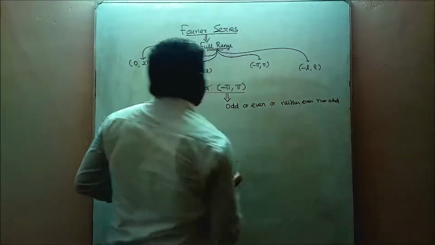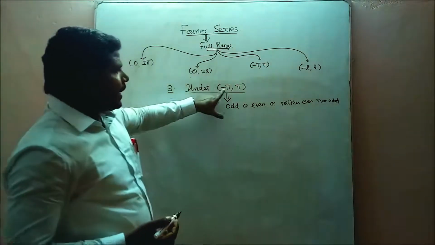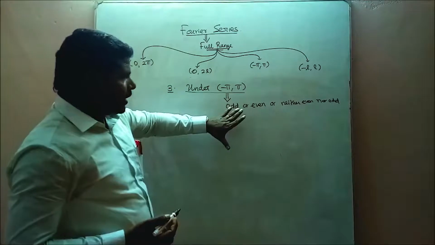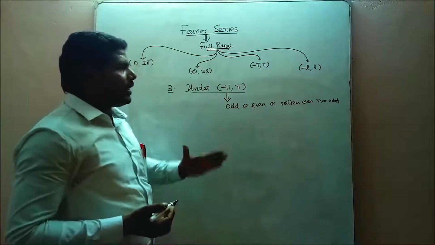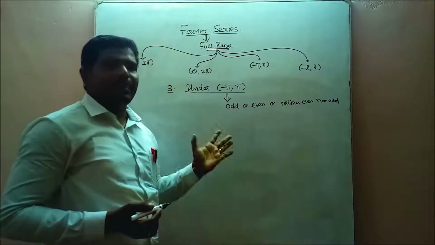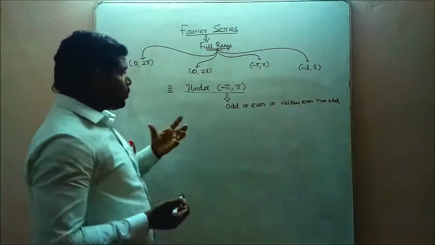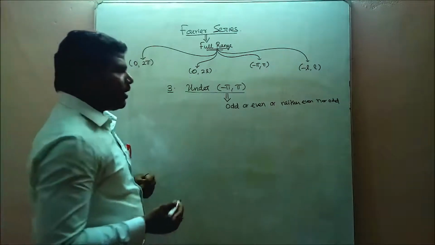This is the first important thing. So for the interval minus pi to pi, check whether the function is odd, even, or neither even nor odd. So how to check whether it is even or odd?